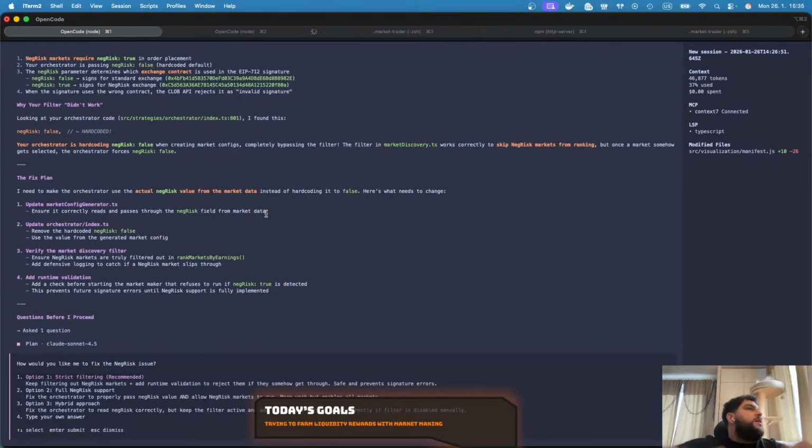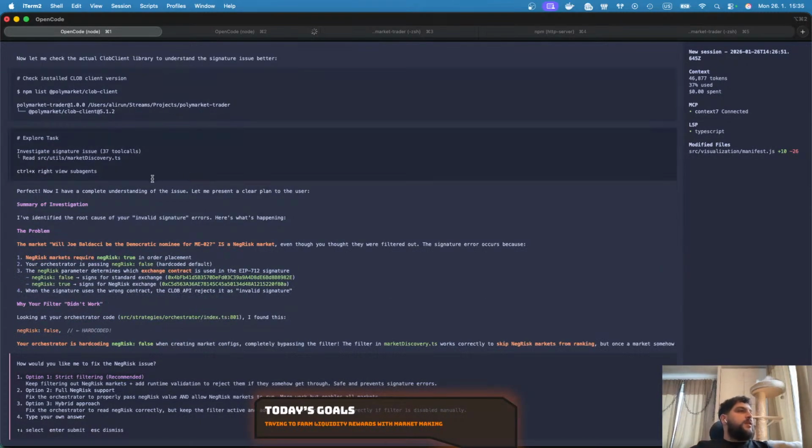Okay, so what it has here: identify the root cause of your invalid signature errors. Here's what's happening. The market is a Neg Risk market, even though you thought they were filtered out. Signature errors occur because Neg Risk markets require neg risk true in order placement. Your orchestrator is passing neg risk false, a hard-coded default, which determines which exchange contract is used. So your signature uses the wrong one.